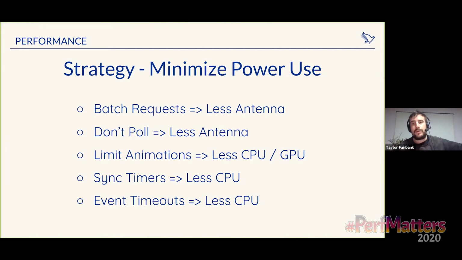And use event timeouts. If you have a scroll event, any of the standard throttling there is going to be helpful so that you don't have tons of events hitting the CPU and triggering a lot of processing when maybe you don't need all of the results of those events. You just need to update it once in a while.